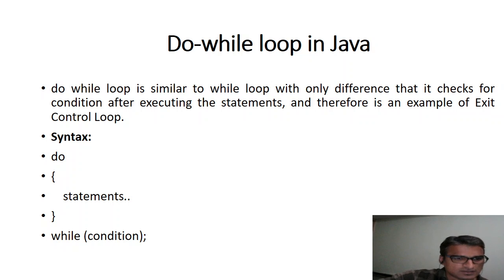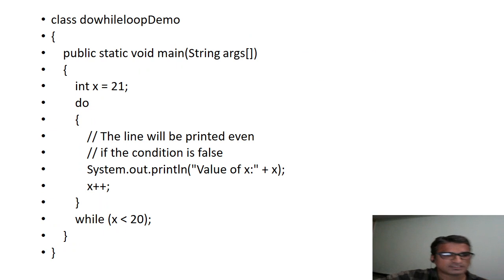So what happens in do while, first the statement will be executed, then the condition is checked. Whereas in while loop, first the condition is checked, then the statement will be executed. But in do while, first the statement will be executed, then the condition is checked. Okay. So let us see the simple example.